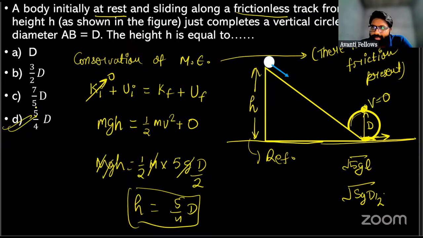Clear? So always remember, just to complete a circle, the minimum velocity that you require at the lower end of a circle is root 5 gl. Clear? Maximum you can give any amount, there is no limit, but the minimum that you have to give is root 5 gl, where L is the radius of the circle. So here the diameter is d, so the radius is d by 2, so that is why 5g d by 2.